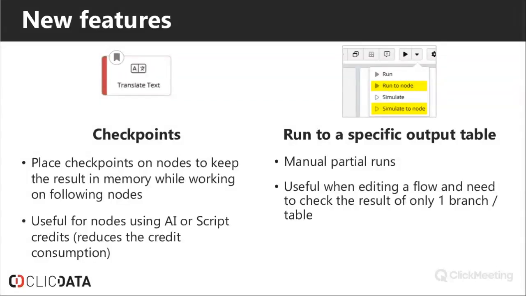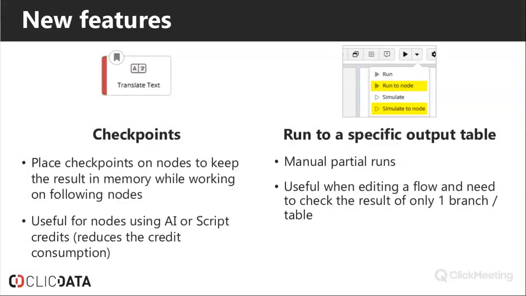Right, and then 2 new features which I think will really help people working in the editor. First of all, we have checkpoints. A checkpoint can be put on any node, and that means you can keep in memory whatever has been processed up to that node, and you can choose to keep in memory only the first 50 rows, or the full data. All the subsequent nodes you work on will actually use that pre-processed data to evaluate the next results. I don't know if that makes sense.